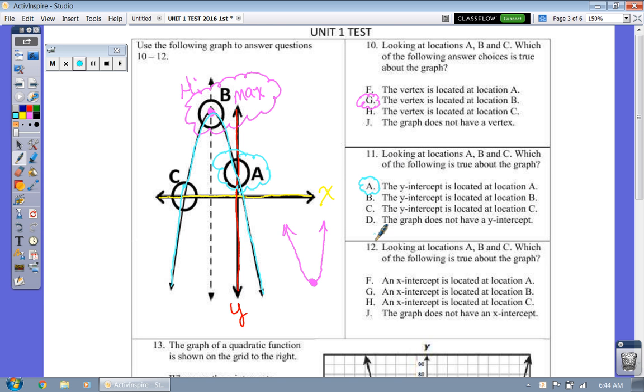And then look at 12. This time they're talking about the x-intercept. Where does it cross the x-axis, or the axis in yellow? And this time you can see it crosses the x-axis at location C. So this would be my answer, location C.